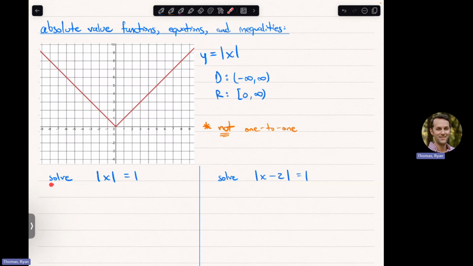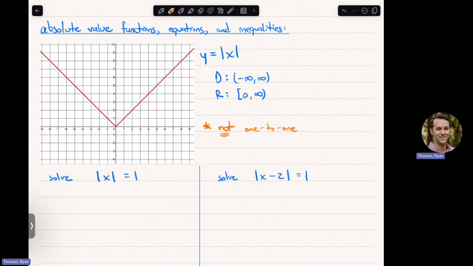So for example, say I wanted to solve this equation, finding the value or values of x that when we take the absolute value gives us 1. So maybe take a second, pause the video, think about that.